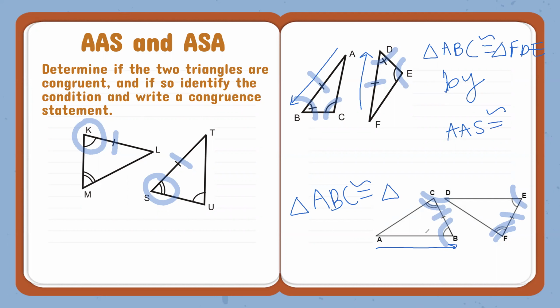A has no tick mark, B has one. So I'm going to start at D, which has no tick mark, and go to the one with one. It looks like it's E. And then from B, I went to C, one tick to two tick marks. So from E to F, one tick mark to two tick marks. And this time it's not angle, angle, side, it's by angle, side, angle. Okay, do you see the difference between angle, angle, side and angle, side, angle?